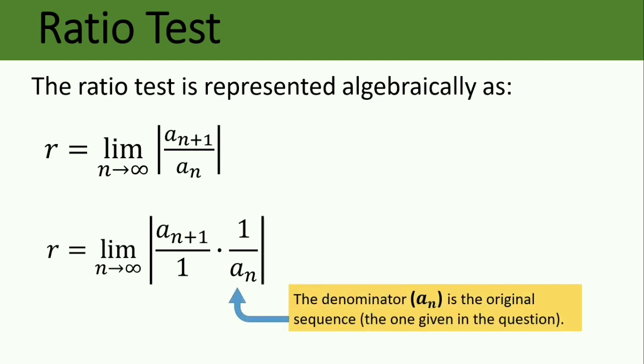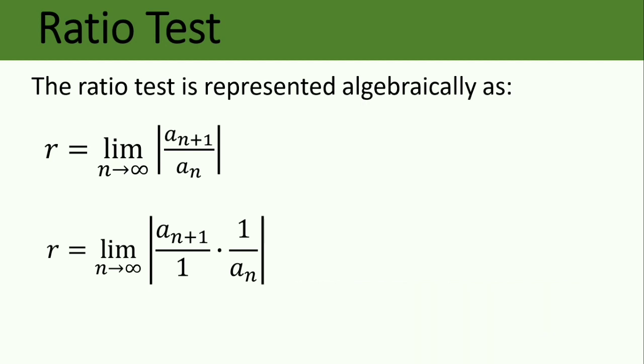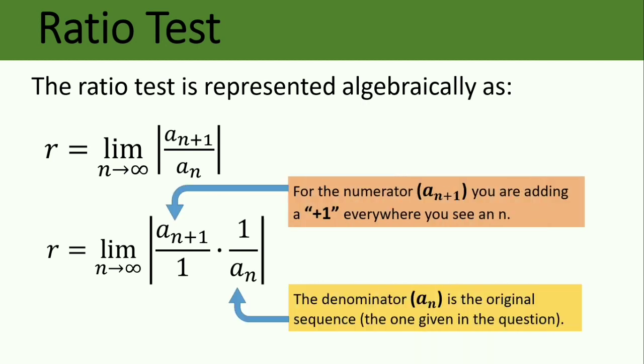The denominator a sub n is the original sequence, the one given in the question. For the numerator, a sub n plus 1, you are adding plus 1 everywhere you see an n. So, sa atoa ang based na sa atoa ang explicit formula nga i-provide.